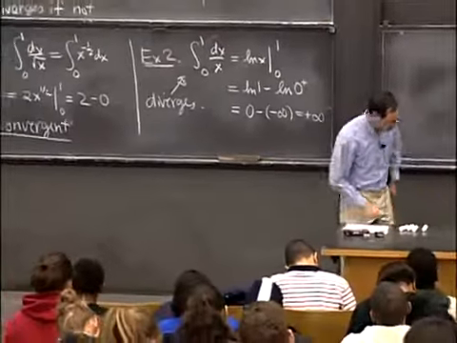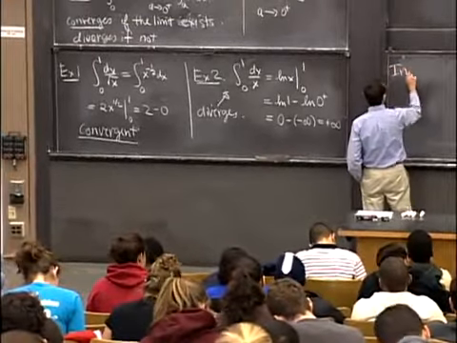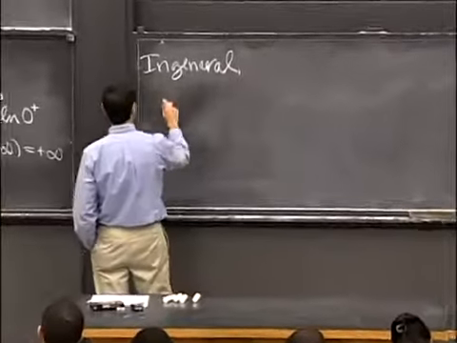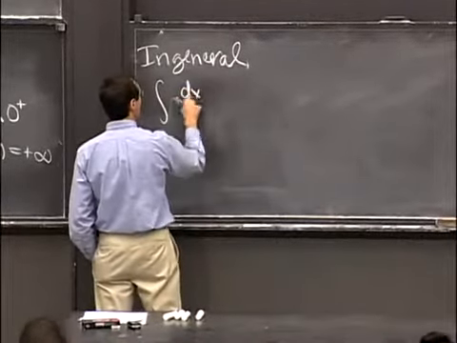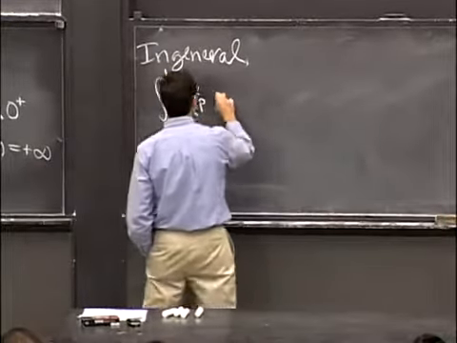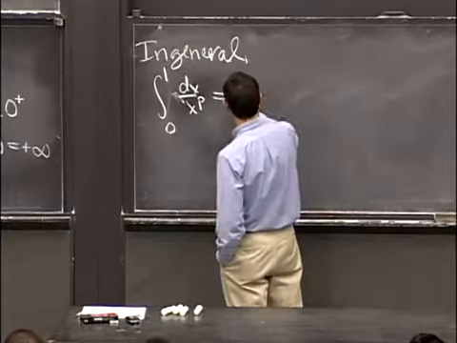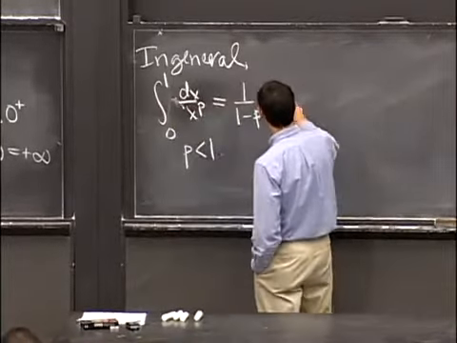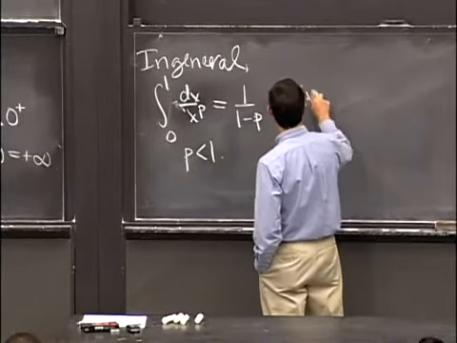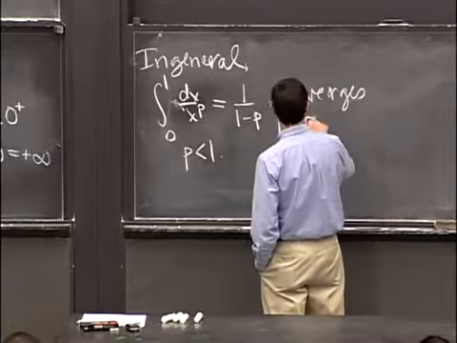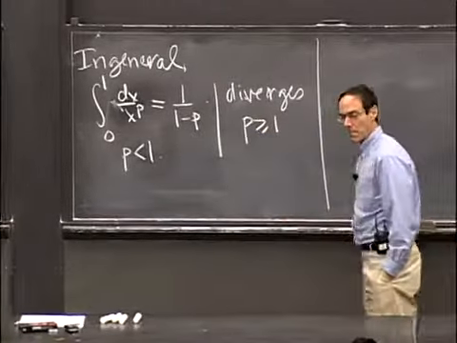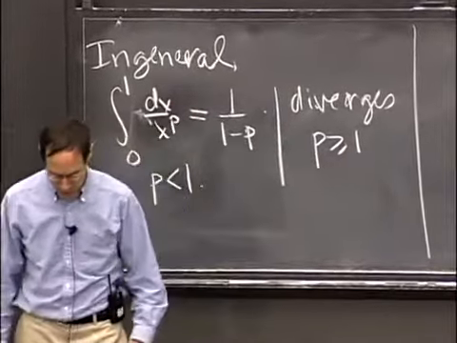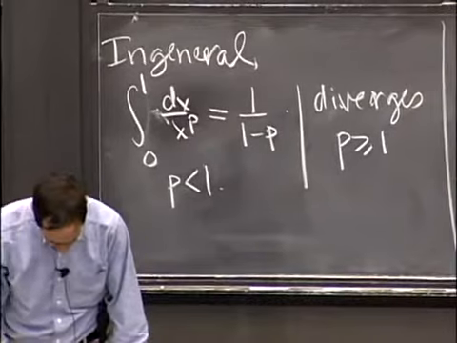All right, so what's the general result, for powers anyway? If you work out the integral of dx over x to the p from 0 to 1, what you're going to find is that it's 1 over 1 minus p when p is less than 1, and it diverges for p bigger than or equal to 1. Well, that's the final result. If you carry out this integration, it's not difficult.